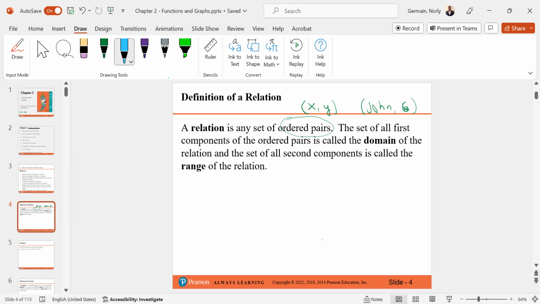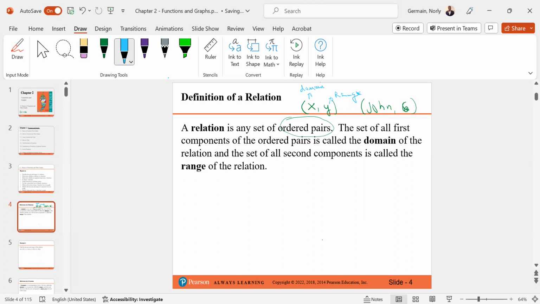For example, x would always be the domain, or we can say the first component, and y would be the range. So the domain is all about the x values, the first components, and the range will be all about the y values.